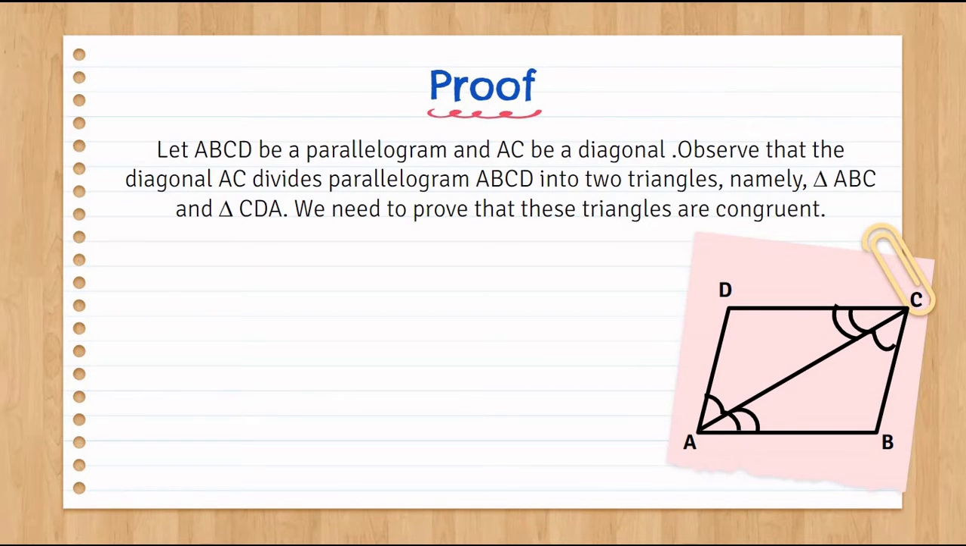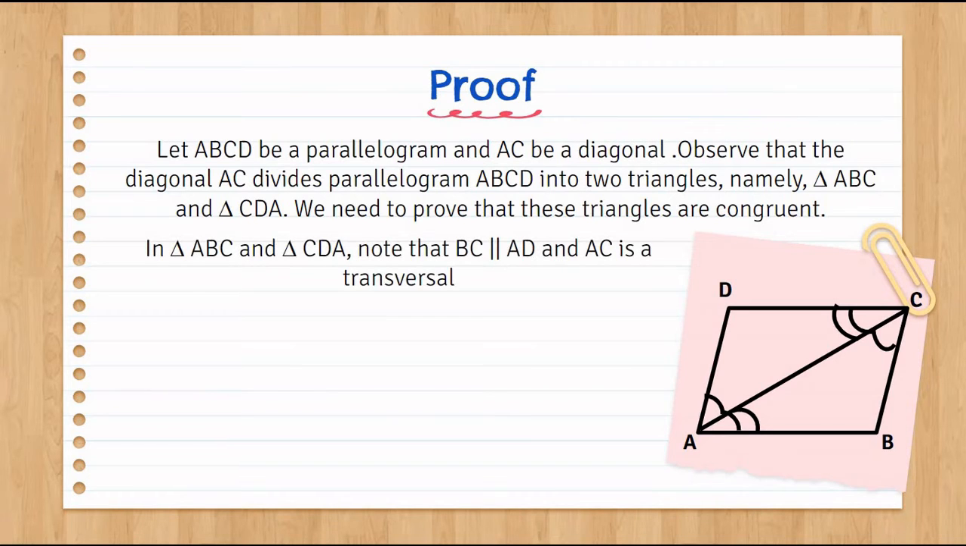So how can we prove that triangle ABC and triangle CDA are congruent? Let's see what is equal in both triangles. In triangle ABC and triangle CDA, we note that BC is parallel to AD. Of course, in a parallelogram they are parallel. What is the definition of a parallelogram that we learned in the previous video? Both pairs of opposite sides are parallel to each other. And here we have AC as a transversal.